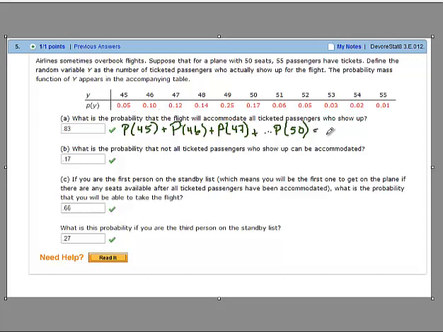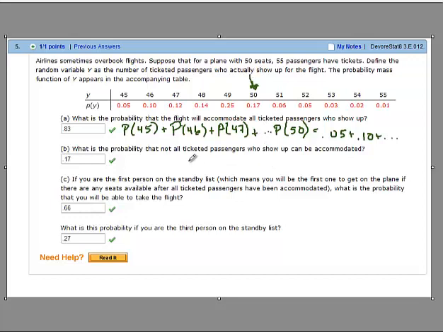So that would be plus 0.05 plus 0.10 plus and so on, until you get to 50. This one here, because this is the number that we're talking about. This is where everybody gets a seat right there.